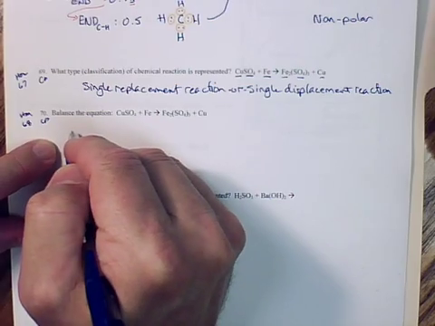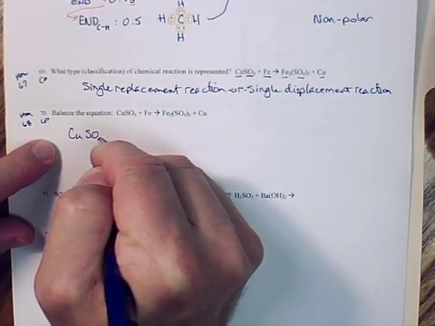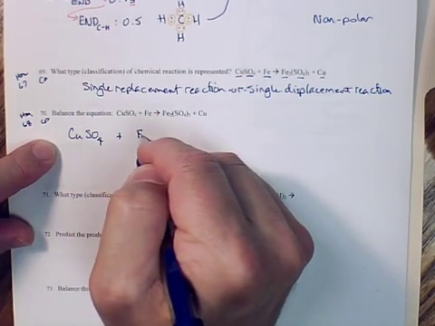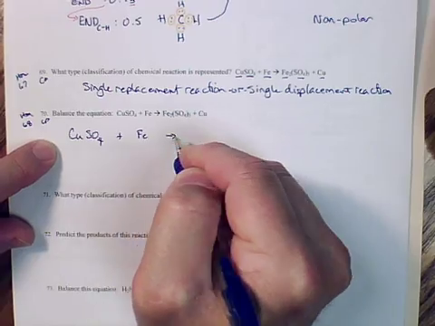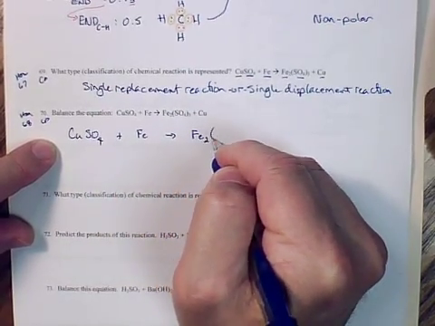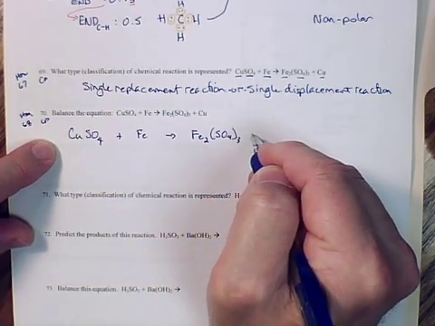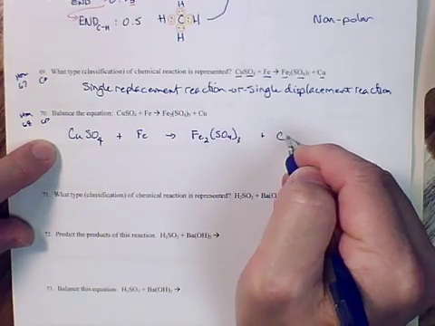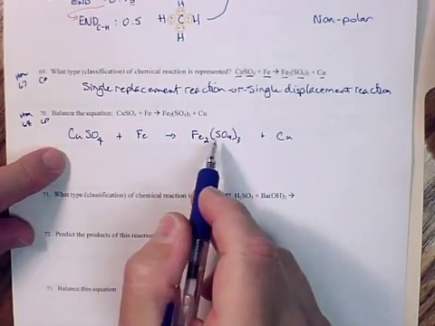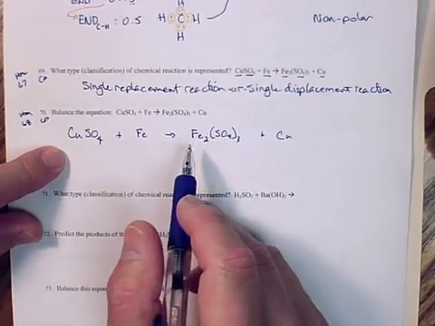Okay, so we're going to put CuSO4, and I'm going to leave room for the physical state. Then we're going to put Fe. We're going to do the arrow to show what the products are going to be. We'll have Fe2(SO4)3, plus Cu. All right. So I can see that these formulas appear to be balanced already. I would double check if it were me.